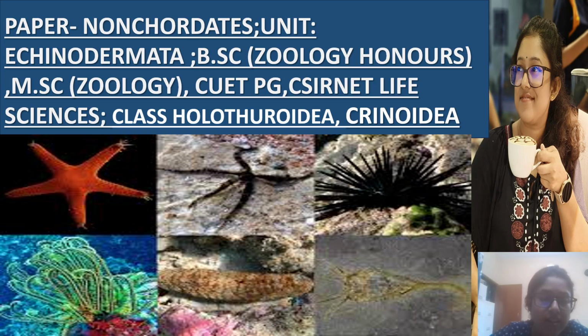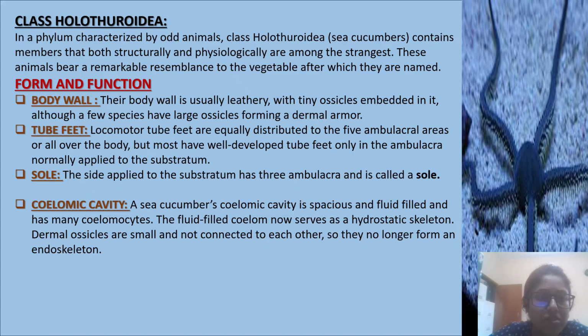Paper non-coordinates, Unit Echinodermata, and topic is class Holothuroidea. Class Holothuroidea in a phylum characterized by odd animals. Class Holothuroidea, which is known as sea cucumbers, contains members that both structurally and physiologically are among the strangest. These animals bear a remarkable resemblance to the vegetable after which they are named. Next, I will discuss their form and function.